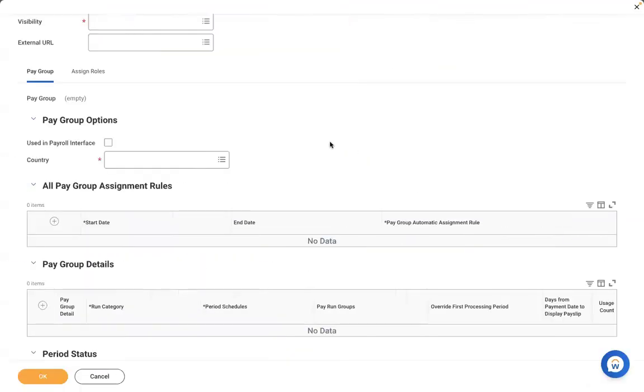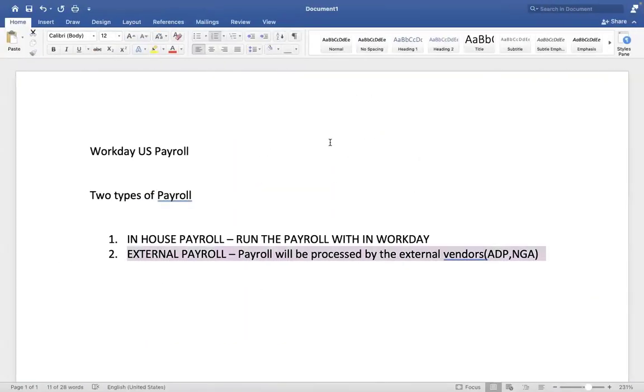What is the main difference between in-house payroll and external payroll? Let me explain. In-house payroll means you have your employee data within Workday. You have your compensation data within Workday. You have your benefits data within Workday. And you're processing the payroll also within Workday. I'm not taking any help from third-party vendors. External payroll means I have only compensation and core HR in Workday. But payroll, I don't have. So I will take help from ADP. I will send my organization management, personal administration, compensation data to ADP so that they will process my payroll.